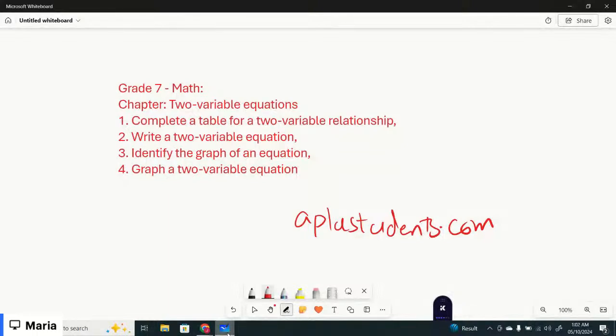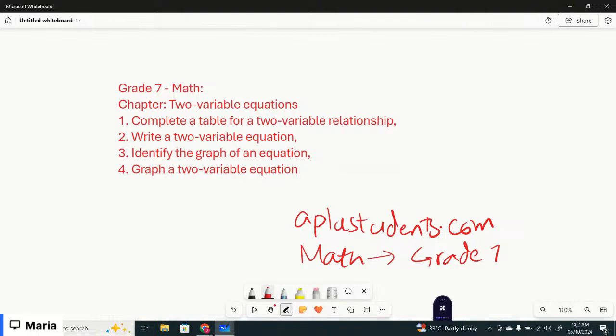We are here for grade 7 math. You can find all the lessons on aplusstudents.com. You have to log in there using your email address and password as provided by the administrator. Then you have to select math from the subject tab, scroll down to grade 7 math, and then click on view all lessons. There you can find a list of the chapters. We're going to start with chapter 2, variable equations.